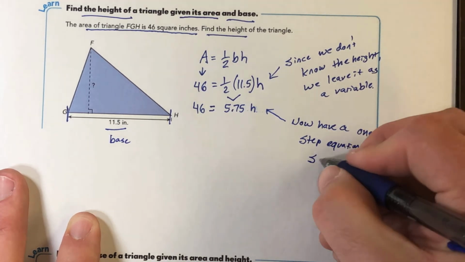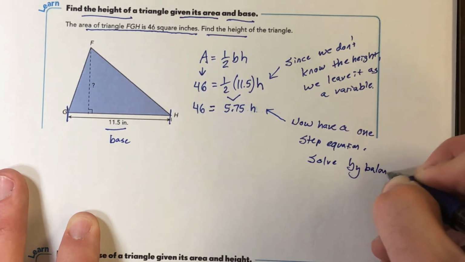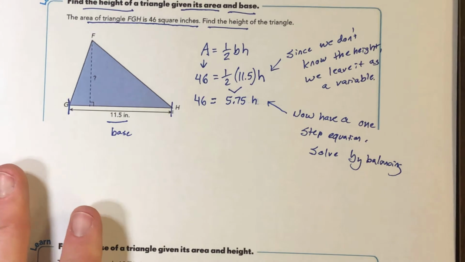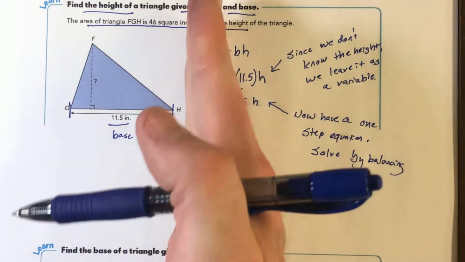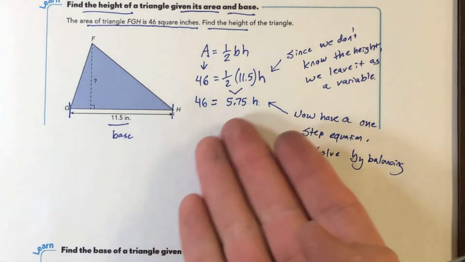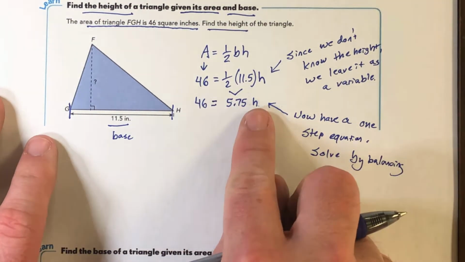And solve by balancing. So, in previous videos, I drew lines down the equal signs. You can still do that. I'm not going to for this example. So I want to get h by itself.